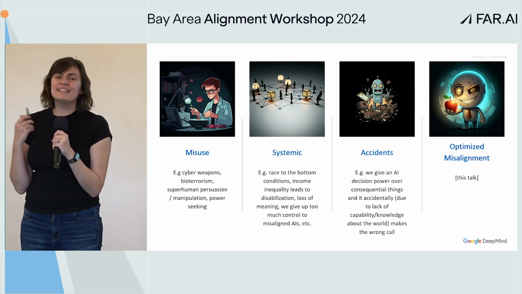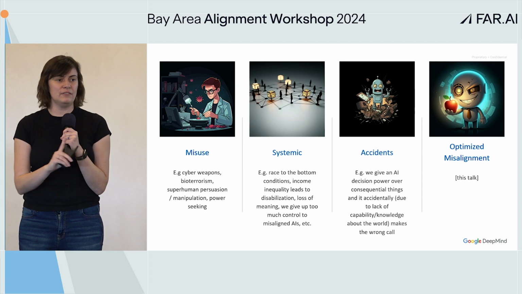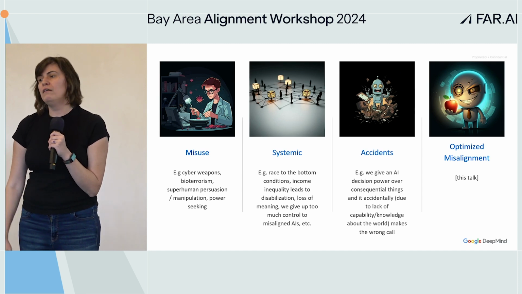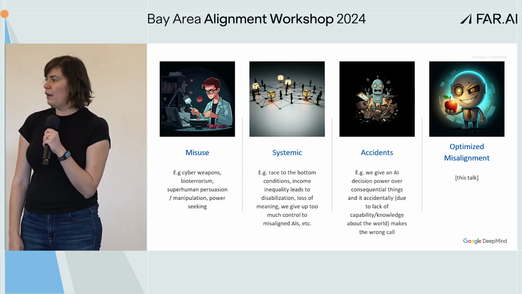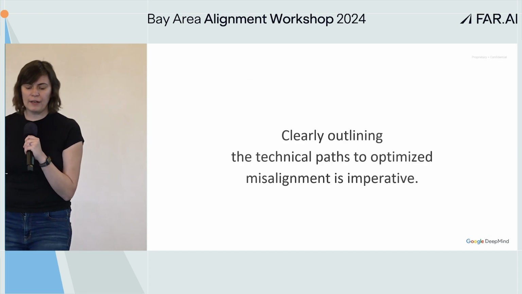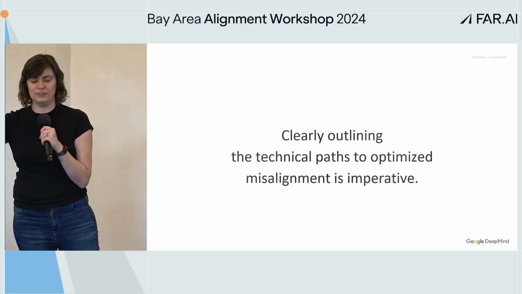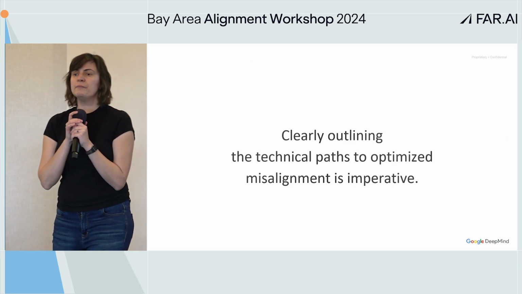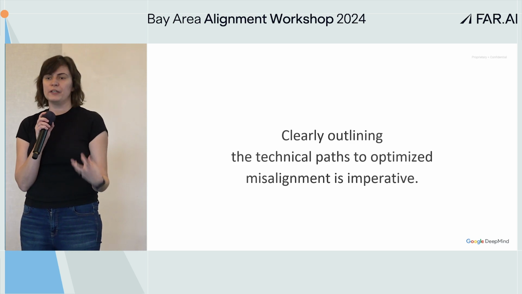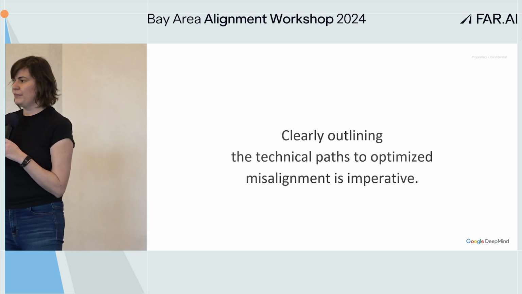We need to get everyone to actually be on board that these threat models are real, and then we need to act on avoiding them. So the path to that, I think, is a first step: clearly outline the technical paths to these threat models, and especially I feel the thorny one is this optimized misalignment one. I think that's really important. So with that, thank you.